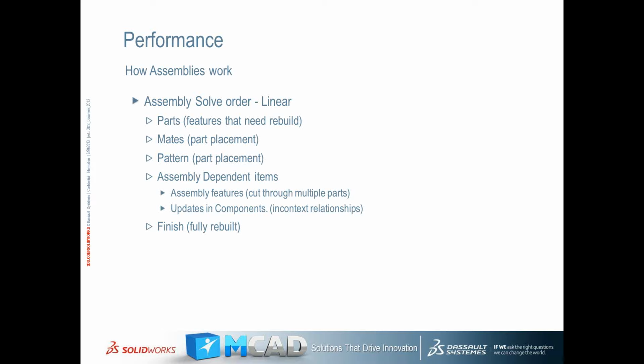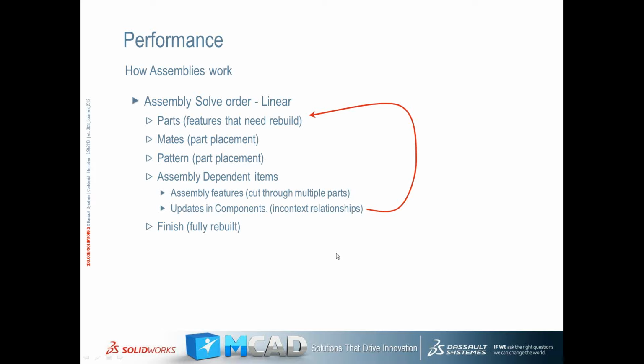And then any cuts that you might have at the assembly level. So if you've got a cut that needed to cut through multiple components, those components would need to be placed first before that would happen. Okay, and the same thing with in-context relationships. So if I've got maybe a component that needs to change in size around the rest of the parts, that won't happen until the rest of the stuff earlier happens.